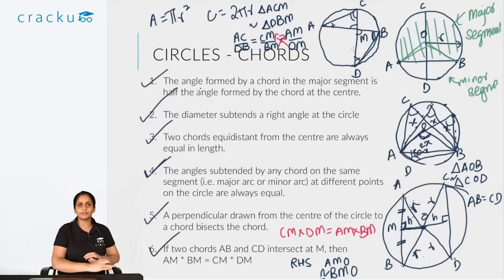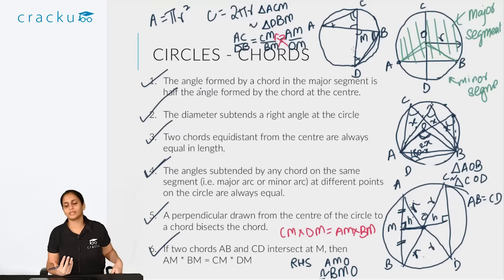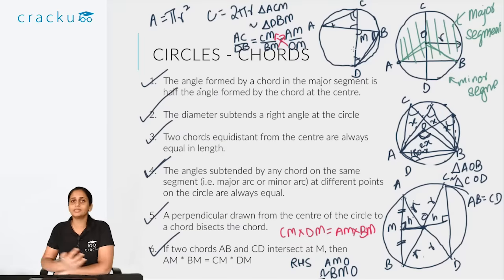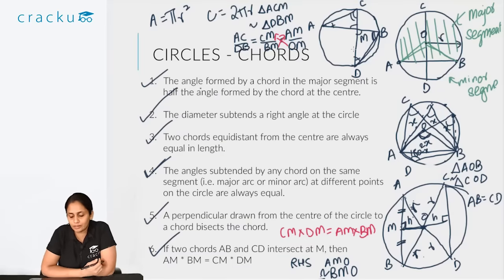So the reason why I'm inferring these properties is that there are a lot of things to remember in geometry as such. So in case you don't remember things, always make sure that you are able to infer them with the help of similar triangles. As I said, similar triangles and congruent triangles are extremely powerful tools.